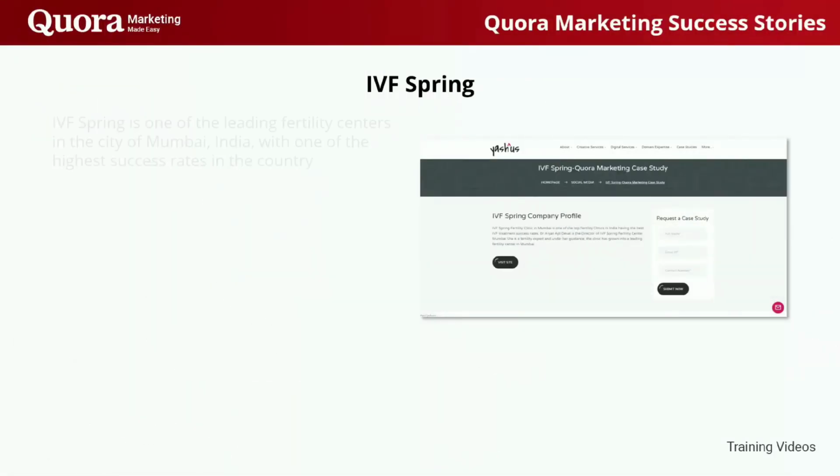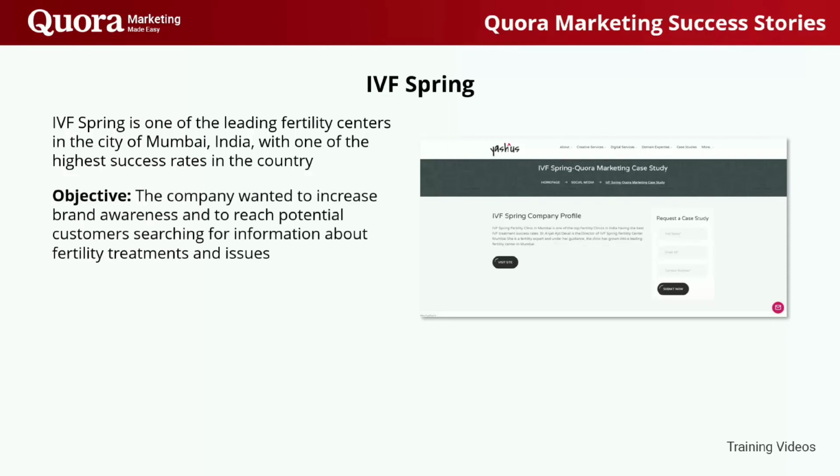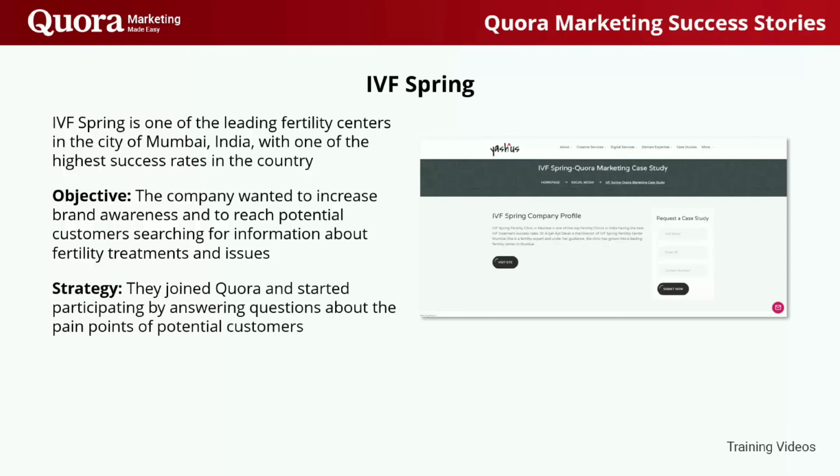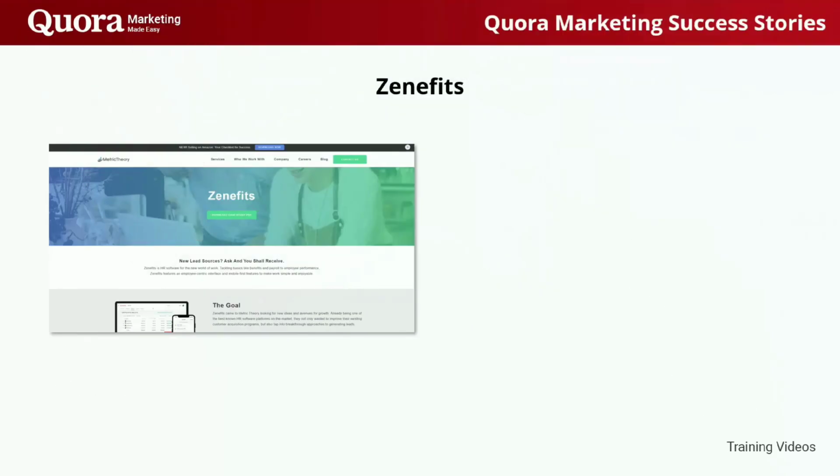IVF Spring. IVF Spring is one of the leading fertility centers in the city of Mumbai, India, with one of the highest success rates in the country. Objective. The company wanted to increase brand awareness and to reach potential customers searching for information about fertility treatments and issues. Strategy. They joined Quora and started participating by answering questions about the pain points of potential customers. Results? They were able to increase traffic to their website by 5%, to raise awareness by 23%, and to increase lead contribution by 3%.